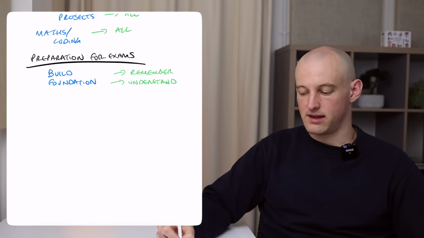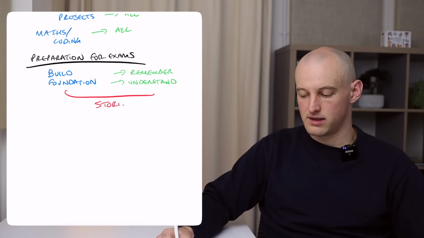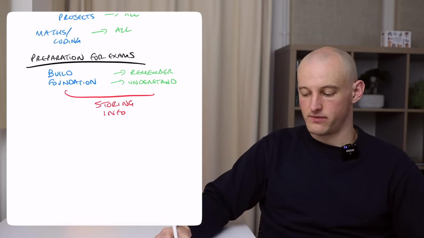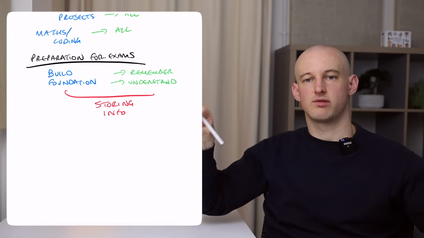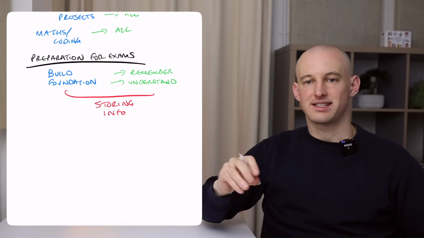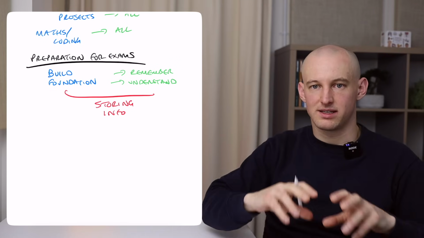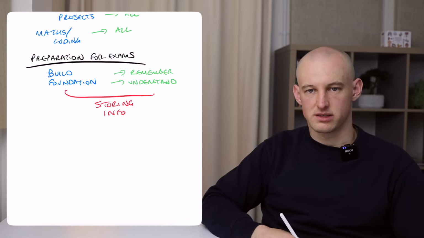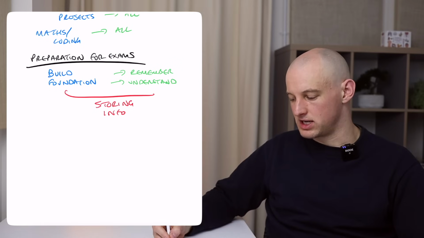Basically, the way you can look at this is you're storing information in your brain that you can later access and retrieve so that you can apply it, analyze situations, evaluate, create new things, and so on. But in order to do that, you just need to store tons and tons of information.